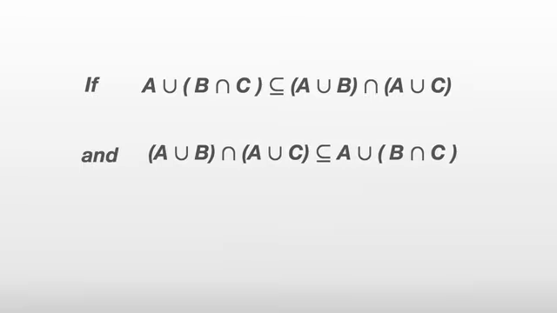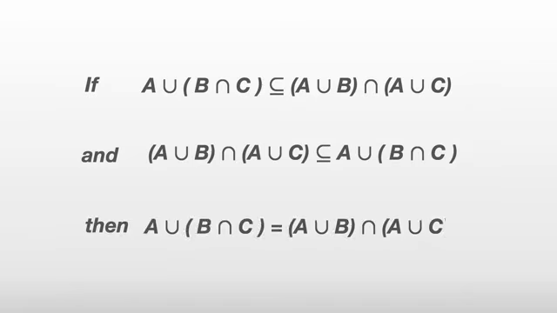Altogether, we've shown that A union (B intersect C) is a subset of (A union B) intersect (A union C), and that (A union B) intersect (A union C) is a subset of A union (B intersect C), which proves they're equal.